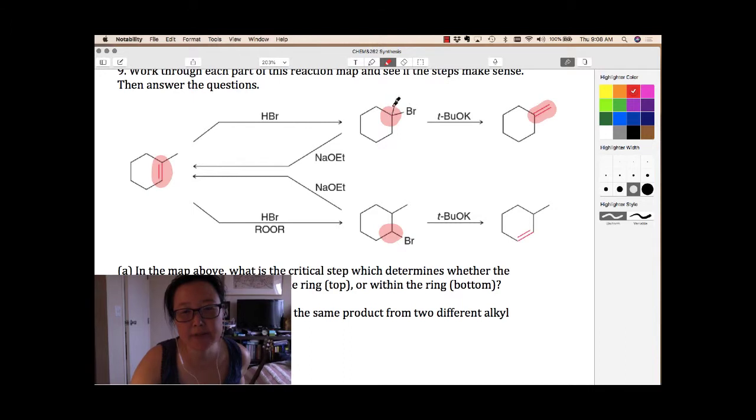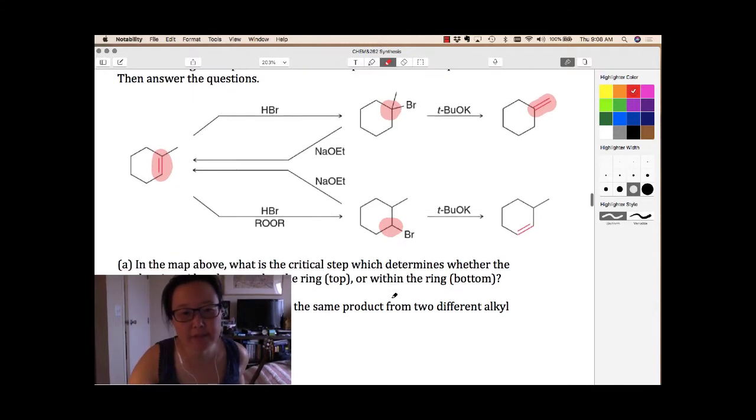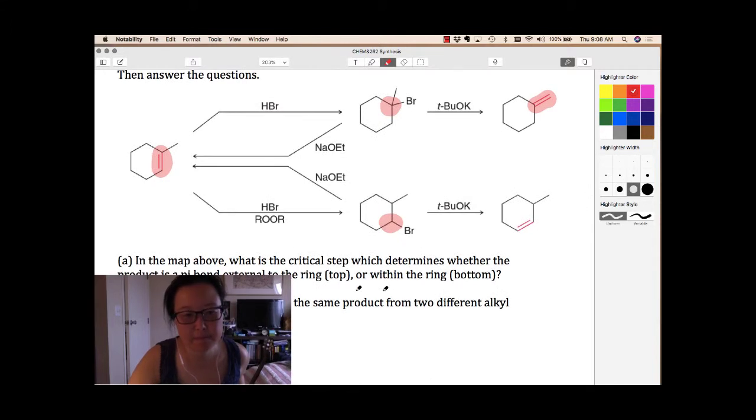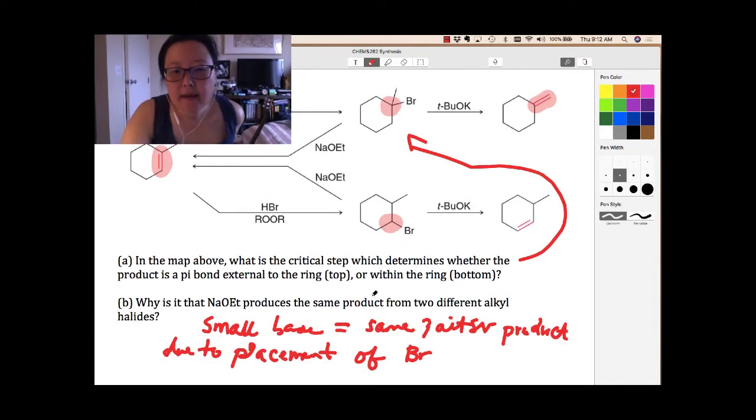You have to first get reactivity on one of those terminal carbons, so one of these two carbons. So we do that with a Markovnikov addition. And then we've got to do an elimination externally using a Hofmann elimination, so a bulky base. All right, and then NaOH produces the same product from two different alkyl halides.